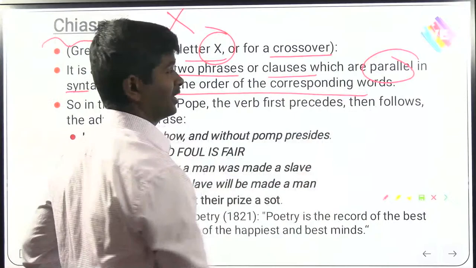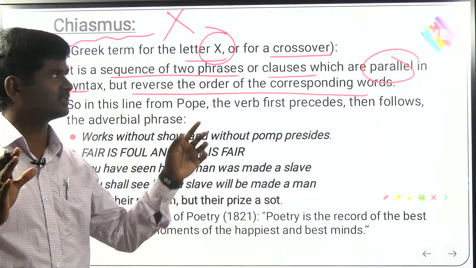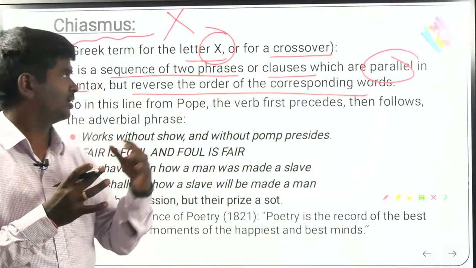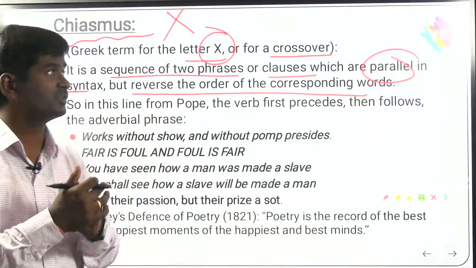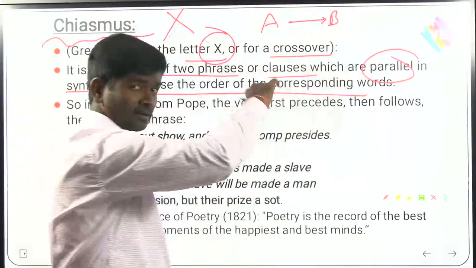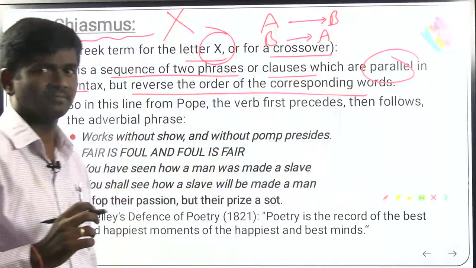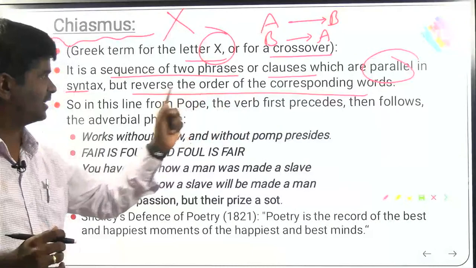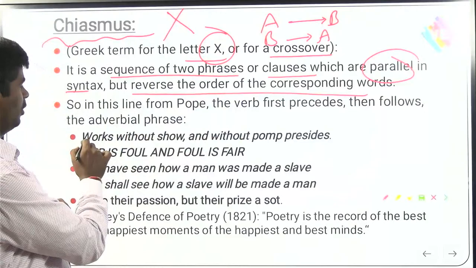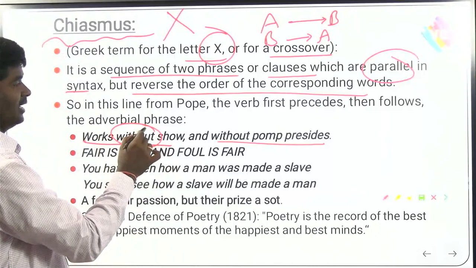Sequence of two phrases or clauses which are parallel in syntax. Once you observe the structure, they are parallel, but reverse the order of the corresponding words. When you reverse, you will get exactly the opposite, which means if the syntax is like A, B, when you reverse, it is going to be B, A. Next, in this line from Pope, the verb first precedes, then follows: Works without show, and without pomp presides. So the poet has deliberately used this pattern.